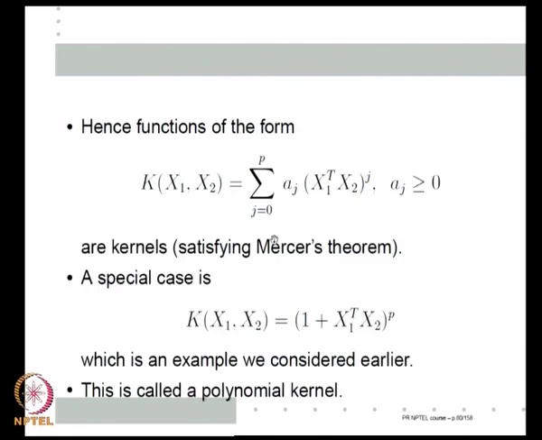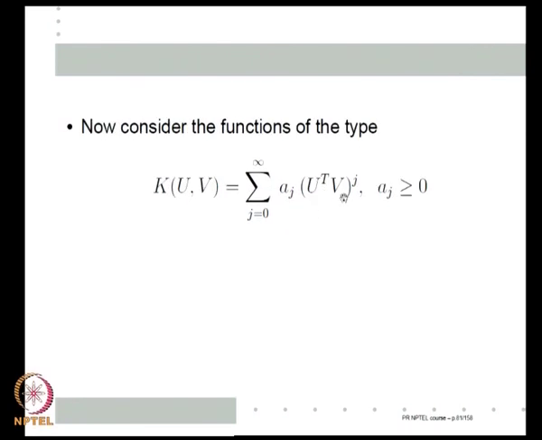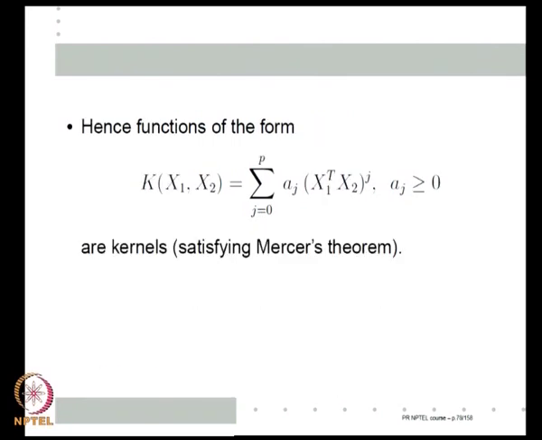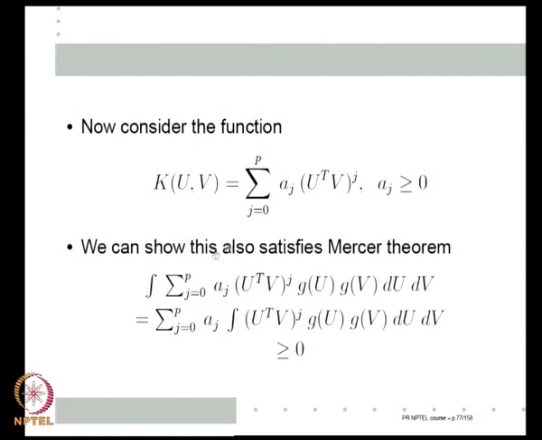Now, let us say instead of looking at finite sums like this, suppose I have infinite sums like this, a_j (u transpose v) to the power j. The a_j's are still positive, but now infinite sums. Where will be the problem? Earlier, when we tried to show this, the sum was inside the integral, and I pulled the sum out of the integral. Now, this can always be done for finite sums, but if it is infinite, the question is, can I interchange the summation and the integral? I can do so if the summation is uniformly convergent, right.